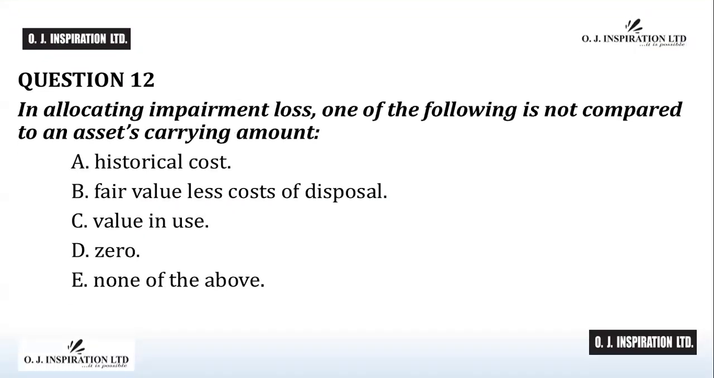Question number 12. The answer to question number 12 is A. Historical cost. IAS 36 provides that in allocating impairment loss, an entity does not reduce the current amount of an asset below the highest of 1. Its fair value less cost of disposal, if measurable. 2. Its value in use, if determinable. And 3. Zero. Historical cost is not part of the consideration. A is the answer to question number 12.